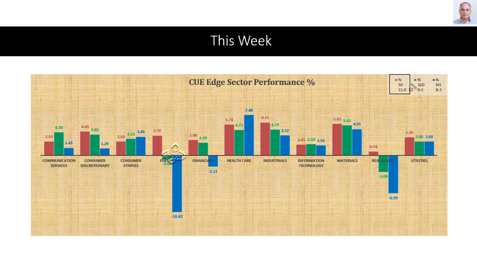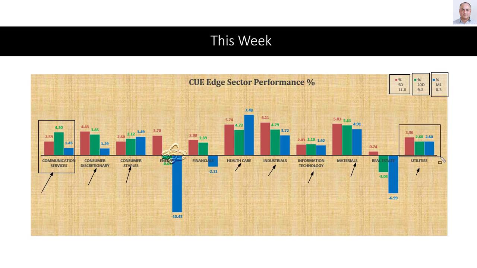Over 5 days, 11 sectors are up. Over 10 days, 9 are up and 2 are down. Over 1 month, 8 sectors are up and 3 are down. If we look a bit closer, we see that 8 of the 11 sectors, that is communication services, consumer discretionary, consumer staples, healthcare, industrials, infotech, materials and utilities, are all up over all the 3 review periods, 5 days, 10 days and 1 month.